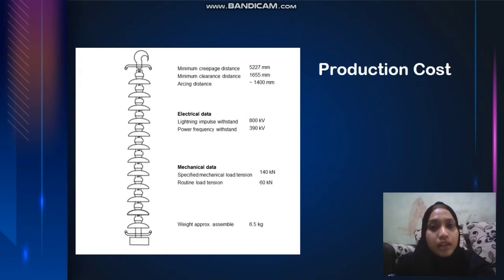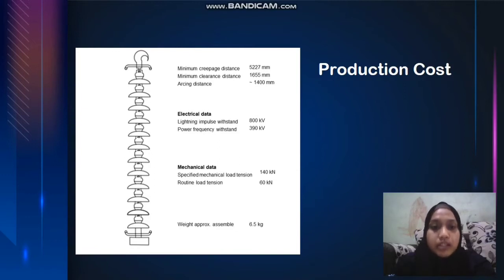This is the production cost. For minimum creepage distance, it is calculated 5,227 mm. For minimum clearance distance, it is 1,655 mm. For arcing distance, it is around 1,400 mm. For electrical data, lightning impulse wave time, it is 800 kV. For power frequency wave time, 390 kV.